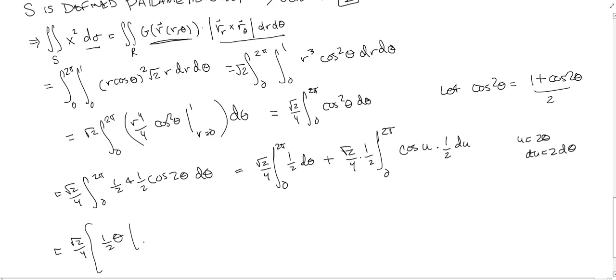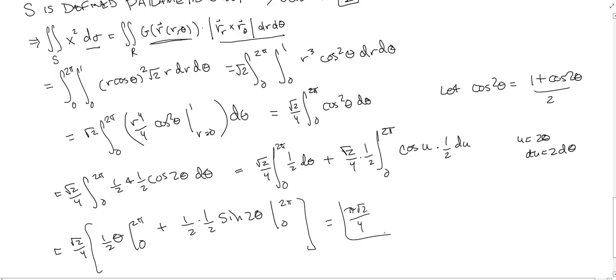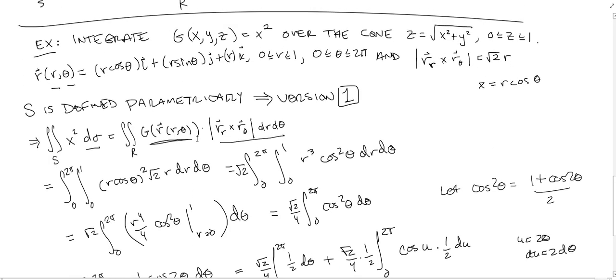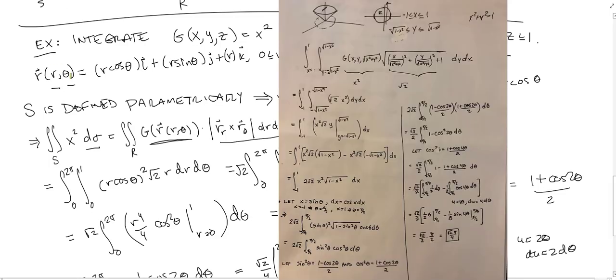1/2 theta, evaluated from 0 to 2 pi, plus 1/2 times 1/2 sine 2 theta, evaluated from 0 to 2 pi. And after we simplify and plug in our limits of integration, we are going to get pi times square root 2 over 4. Okay, so that is the value of our surface integral. Like I mentioned earlier, we could have used the explicit version that was already given to us and integrated that way, but let me just show you really quick why we ended up rewriting this in parametric form, because it was a lot easier to integrate.